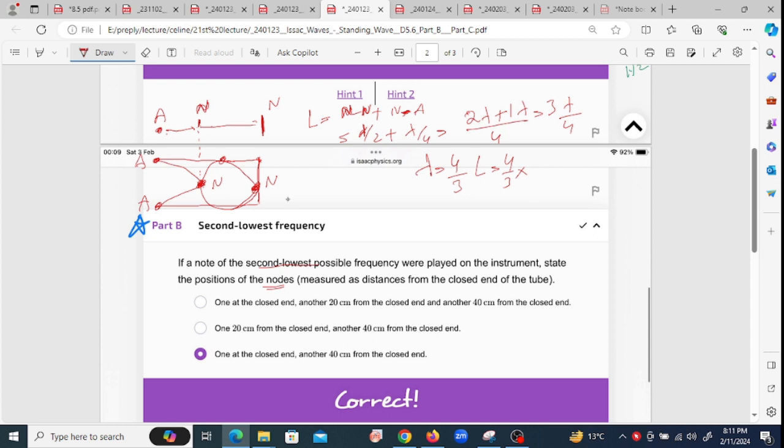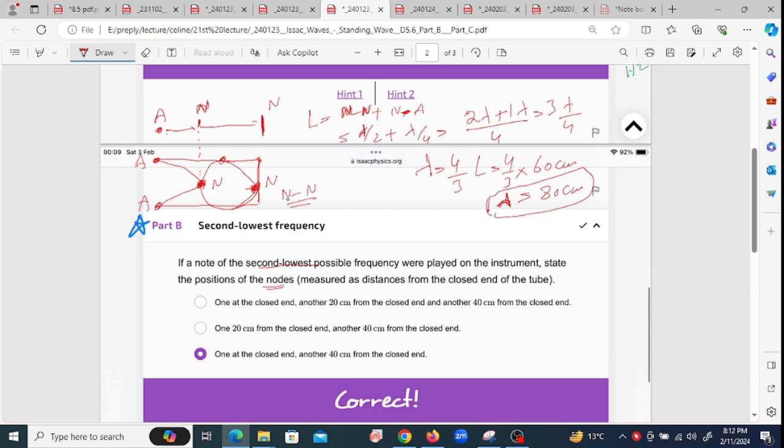4 over 3, the length of the air column is 60 centimeters. So 60 centimeters, we divide this, and we get 80 centimeters. So the wavelength is 80 centimeters. If the wavelength is 80 centimeters, the consecutive distance from node to node is half wavelength, as you know that node to node distance is half wavelength.